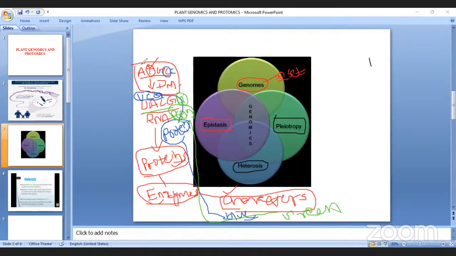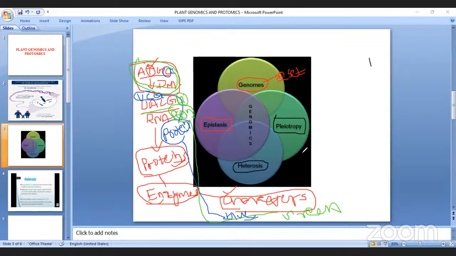But here, how many genes are there? This is a single gene. But how many characters are produced? Various different characters are produced. I am just giving an example. Like that, a number of characters are formed. This is called pleiotropy.